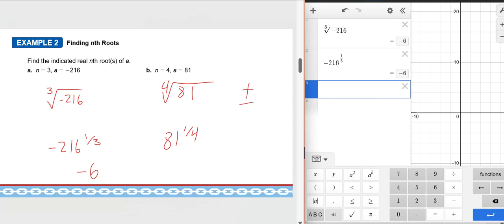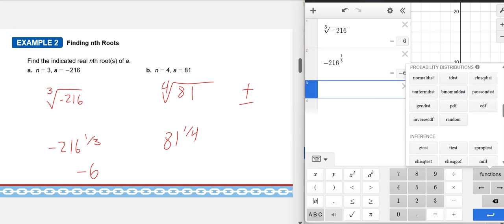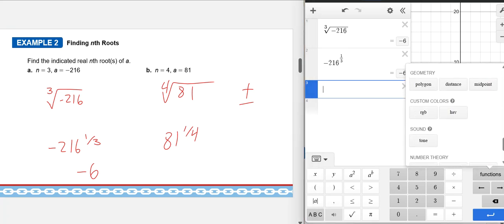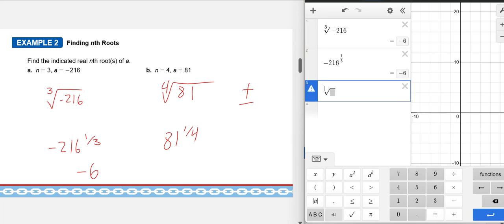So if I use my calculator here, function, scroll all the way to the bottom, get down to that number theory section, the 4th root of 81, it tells me that the answer is 3, and your TI-83 calculator is going to do that as well. It does not recognize the plus or minus. That's something that you're going to have to do with your own brain, is remember that if you have an even n value, that your answer is plus or minus.